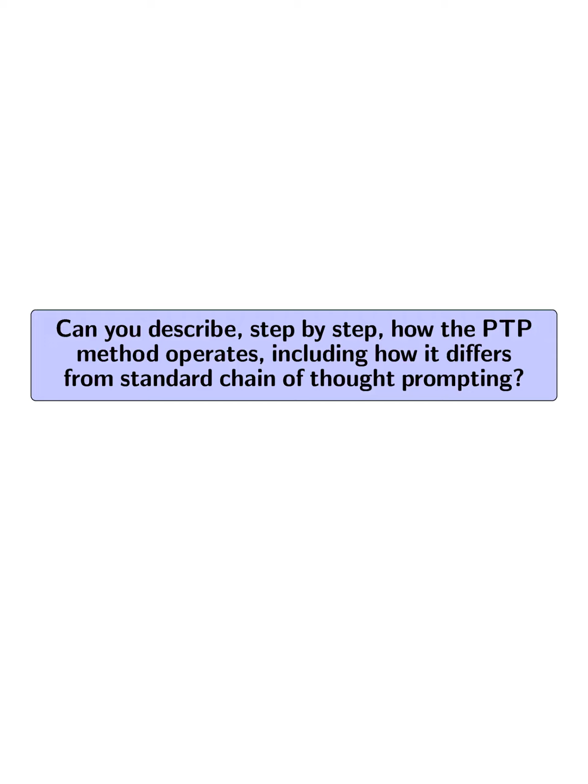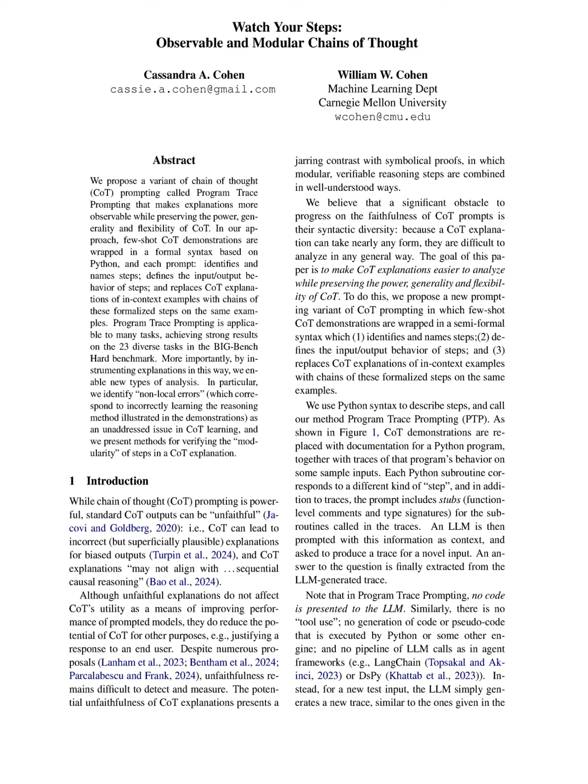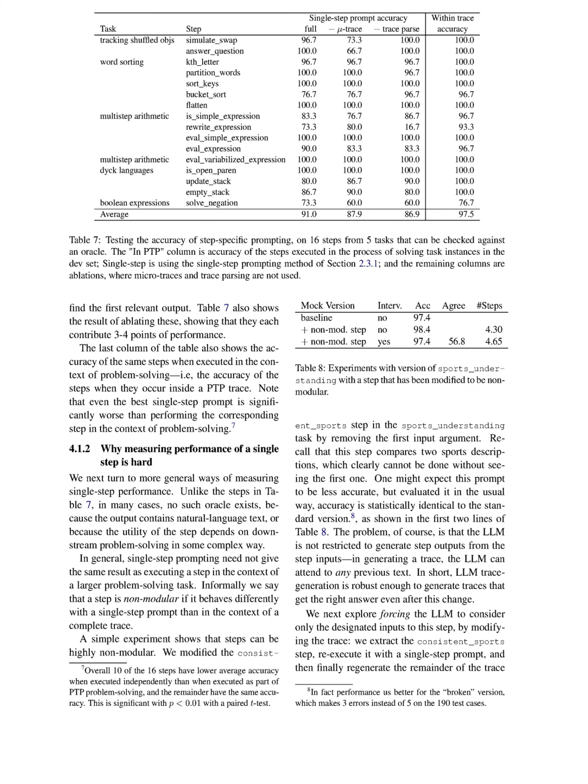Can you describe step by step how the PTP method operates, including how it differs from standard chain of thought prompting? The program trace prompting, PTP, method operates by wrapping few-shot chain of thought, COT, demonstrations in a semi-formal syntax that clearly identifies and names each reasoning step, defines their input-output behavior, and replaces COT explanations with structured traces of these steps. Specifically, it uses Python-like pseudocode to represent each step, allowing the LLM to generate a new trace for a novel input based on the provided structured context.